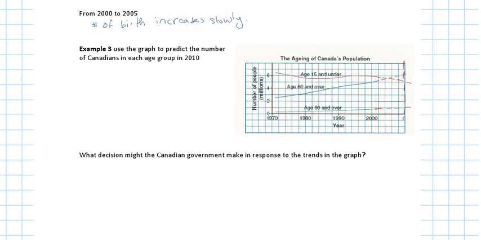How about the age 15 and under? What's happening to these people? They're becoming older. It's decreasing and increasing, right? But you see the trend after that, it's kind of decreasing a little bit, right?